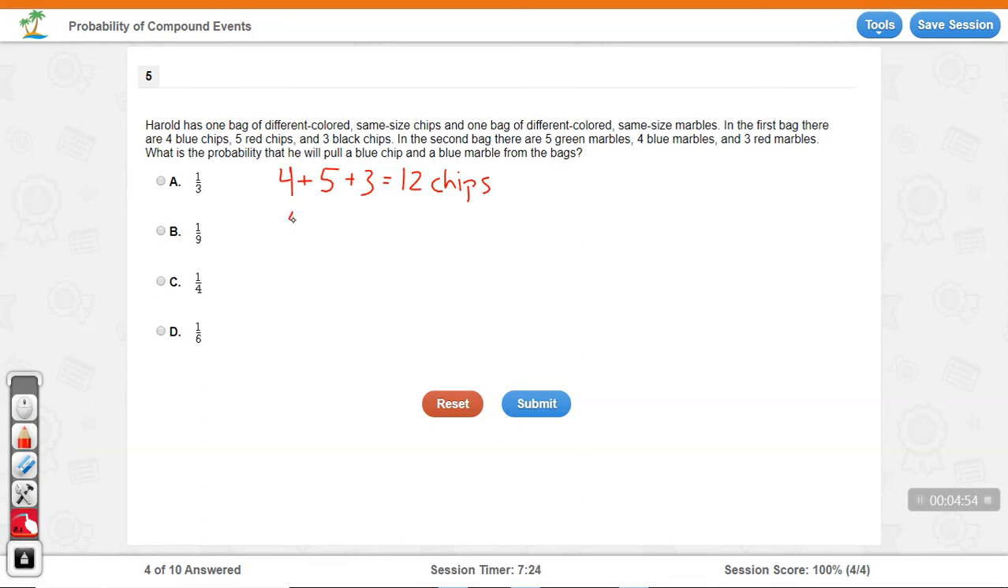In the second bag, there are 5 green marbles plus 4 blue marbles plus 3 red marbles, giving me a total of 12 marbles altogether.